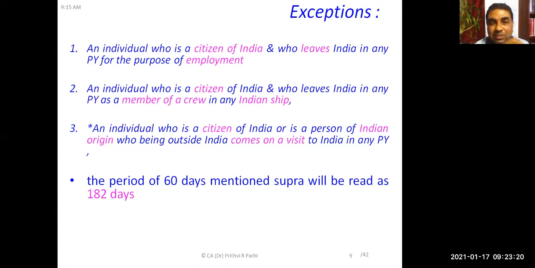What are these three situations? Indian citizen leaving India for employment. Mind you, again I repeat, Indian citizen leaving India for employment. Second situation, Indian citizen leaving India as a crew member in an Indian ship. Condition number 3, Indian citizen or a person of Indian origin who, being outside India, comes to India on a visit. These are the three situations. Only the first condition we have to see, that is 182 days. Is it clear to you?